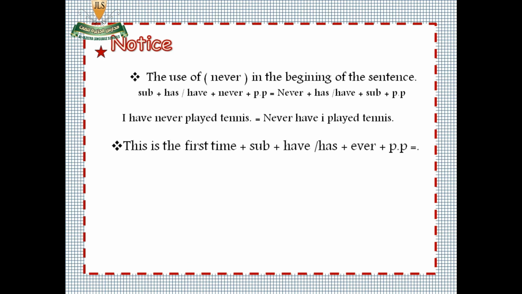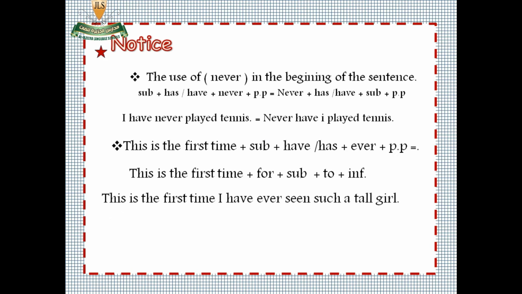This is the first time plus subject plus have or has plus ever plus the past participle, which is equal to this is the first time for subject plus to plus infinitive. For example, this is the first time I have ever seen such a tall girl. This is the first time for me to see such a tall girl.